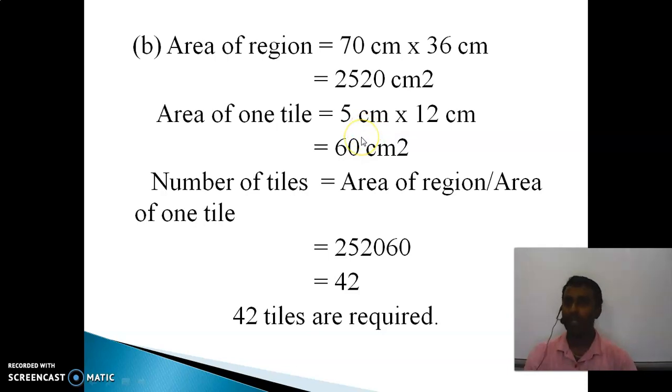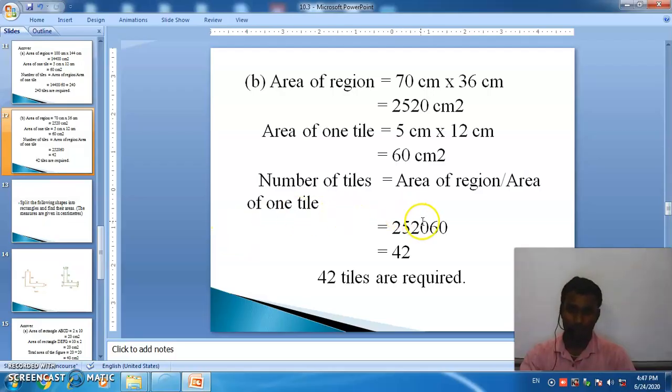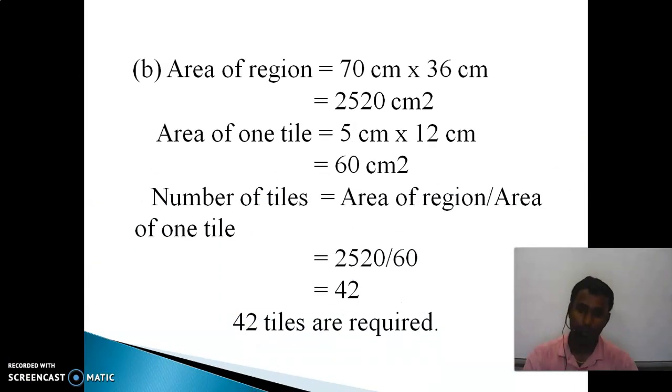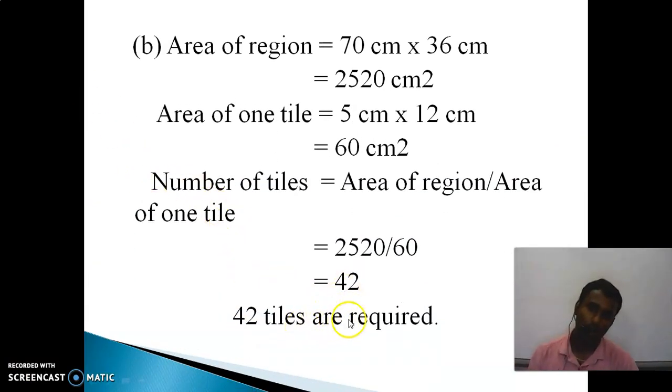So how do we find the number of tiles required? If you know the total region area and the area of one tile, we can find the number of tiles. So here, the number of tiles is equal to area of region divided by area of one tile. 2520 divided by 60 is equal to 42. Okay, 42 tiles are required.